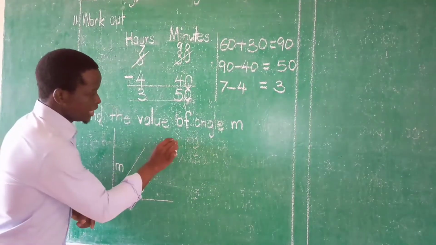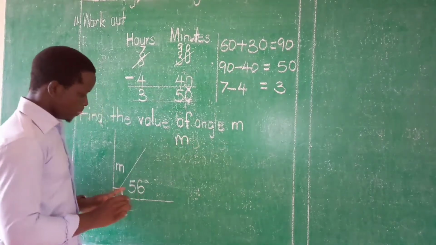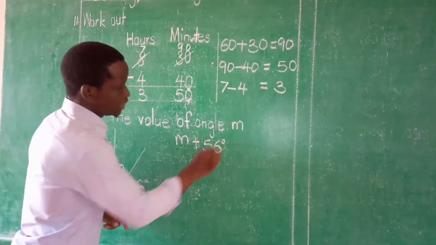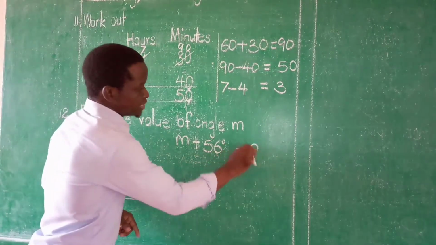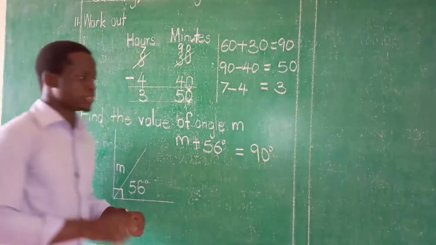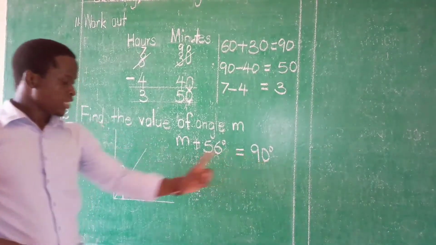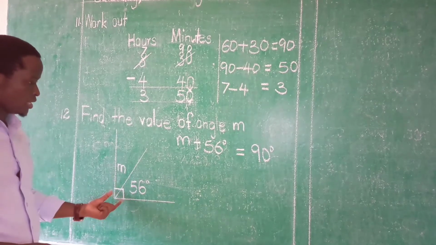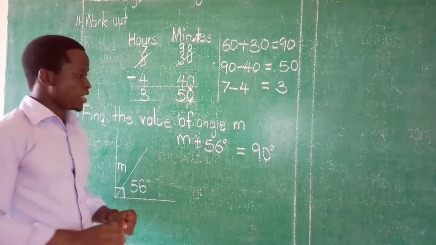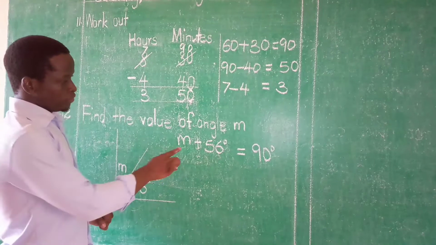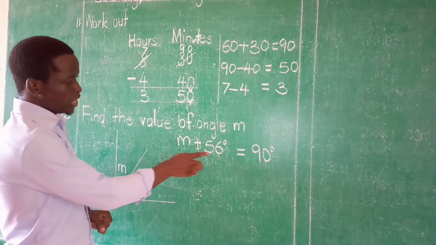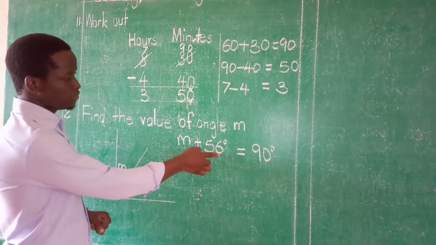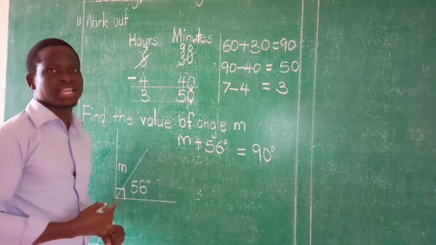So we say that angle A plus this one of 56 degrees should give us 90 degrees. Why am I using 90? Because this is a right angle. These 2 small angles add up to 90 degrees. Let's go ahead. So here to get the value of A, we need to do away with 56 degrees. How? We subtract 56 degrees from either side.